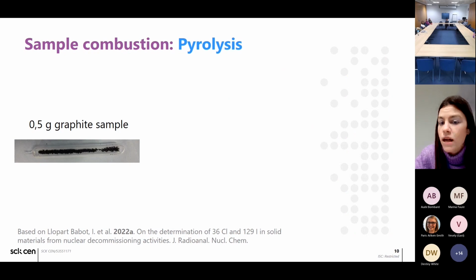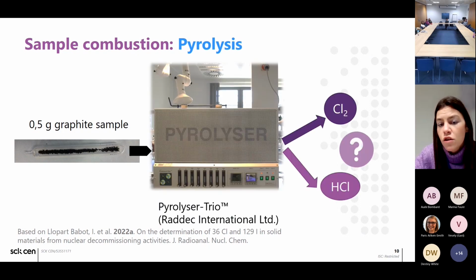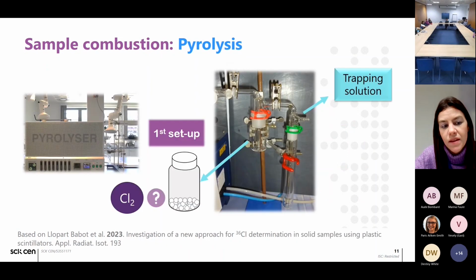As I mentioned earlier, we are planning to use graphite samples. So we took 0.5 grams of graphite, and then we combusted it using a pyrolyzer. One of the targets of this project was to know in which form chlorine was released from the pyrolyzer, either chlorine gas, Cl2, or HCl. So then we tested two different setups.